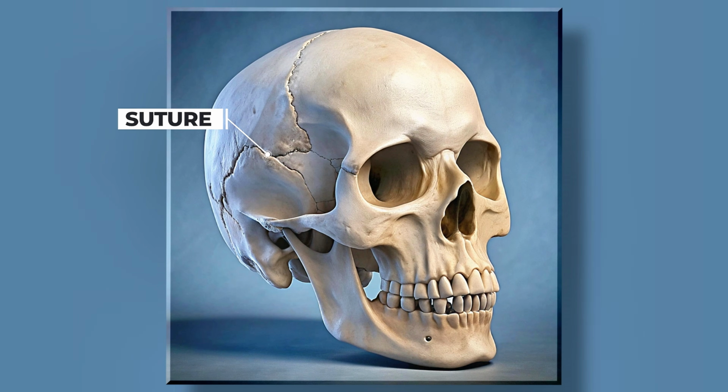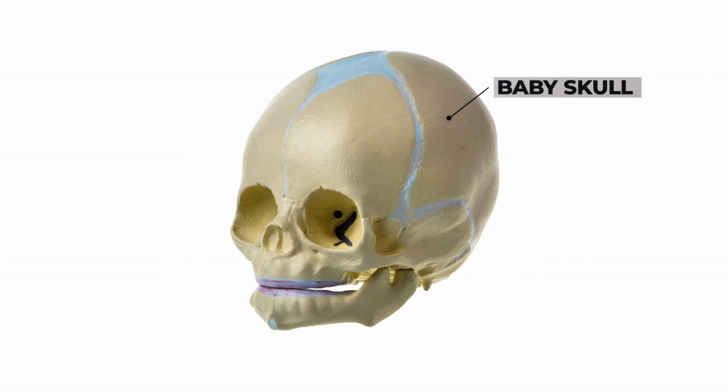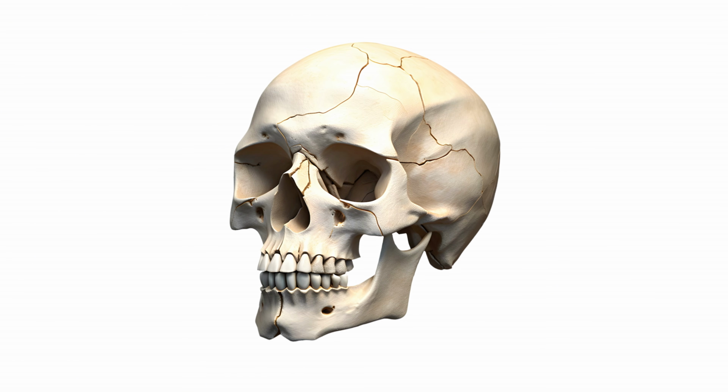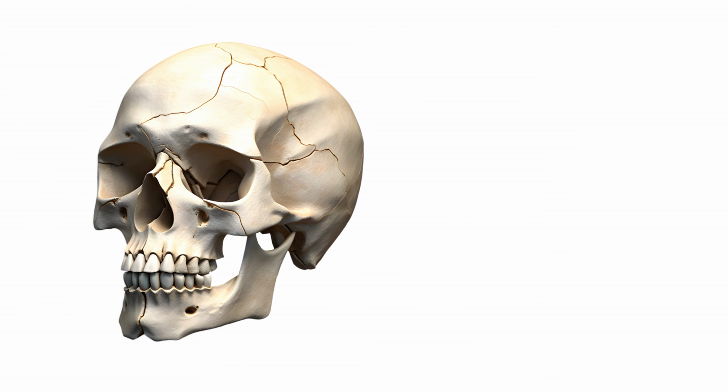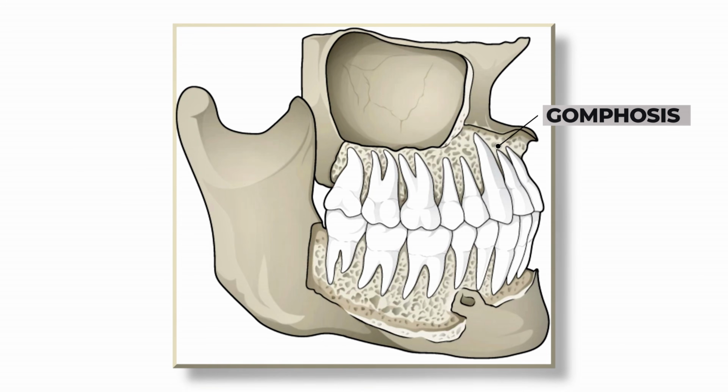Suture joints. Suture joints are present in our skull. These joints hold the skull bones very tightly together. In childhood, these joints are slightly loose, but as we grow older, they become very tight. There is no movement in these joints, which is why they are placed in the category of synarthrotic joints, that is, immovable joints.